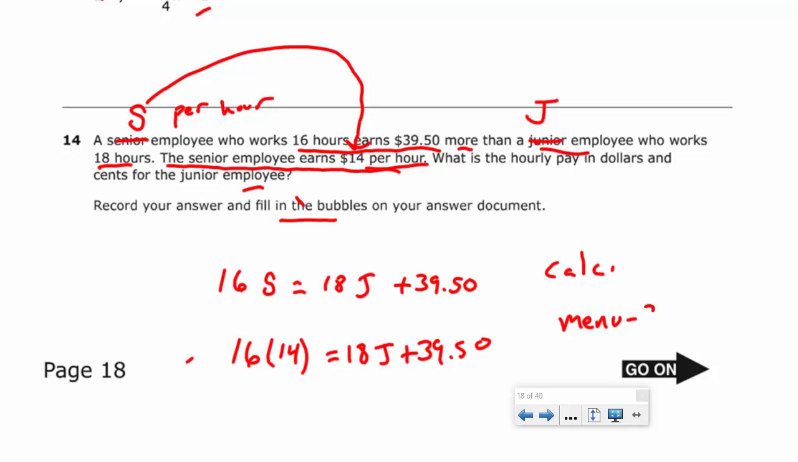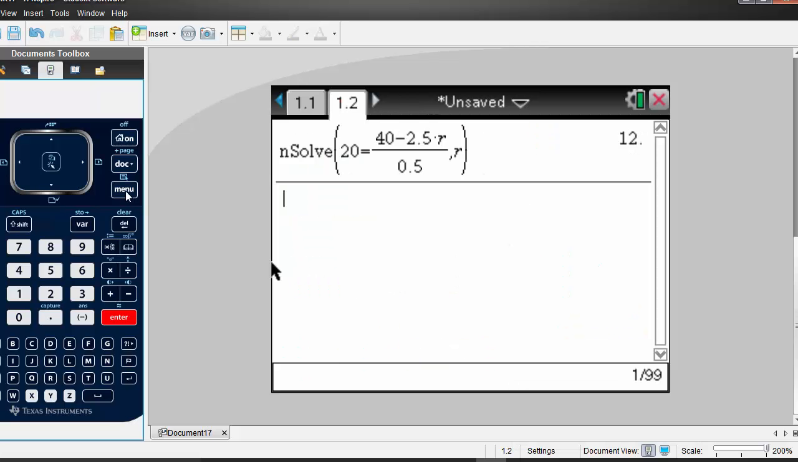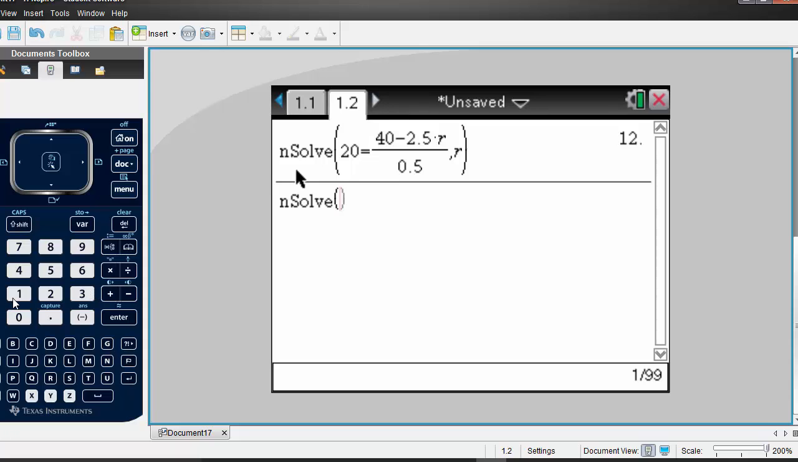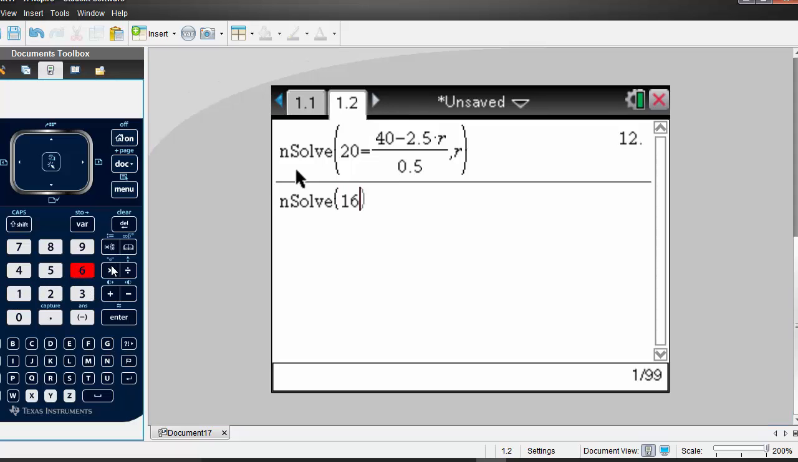It's called menu 3-1. So solve this equation, and we're looking for the only thing we don't know, which is the pay of the junior employee. That's what they're asking for. So let's type this equation into the calculator and solve it. We're going to go to menu 3-1. So it's 16 hours times the senior pay of $14 an hour. This will equal 18 hours times J. Remember, J is the junior employee's pay.